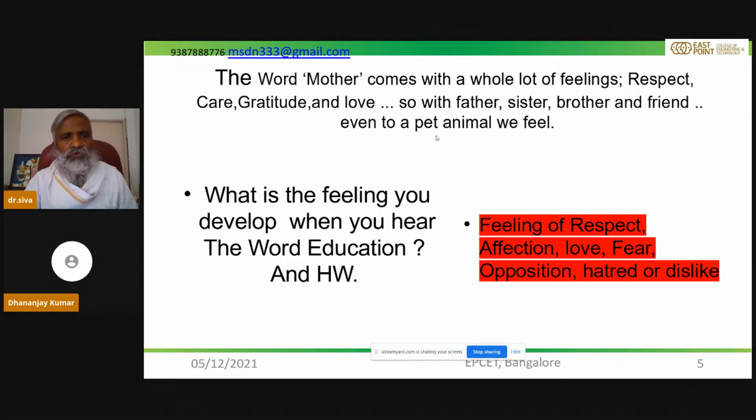I can give you a clue. The word mother, I have mentioned here. When you hear the word mother, a whole lot of feelings come. The moment you hear the word mother, your mother, my mother, or somebody's mother, that word comes with a whole lot of feelings, like respect, care, gratitude, love, so much of a blend of feelings, not only love. It comes with a packet of respect, a packet of care, a packet of gratitude, a packet of love. So with the father, sister, brother, friend, even to a pet animal we have a feeling.